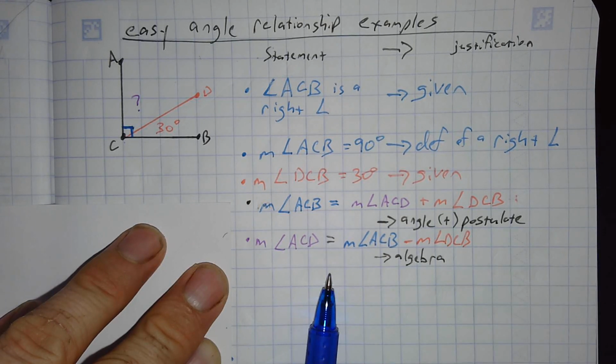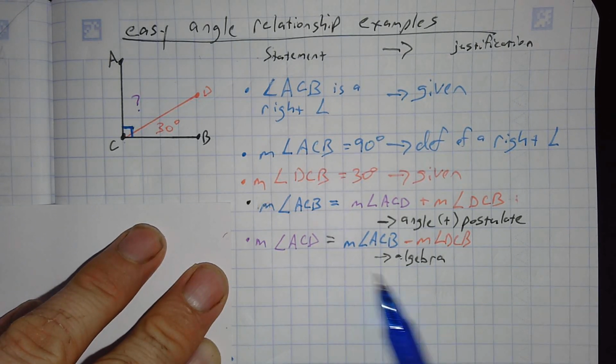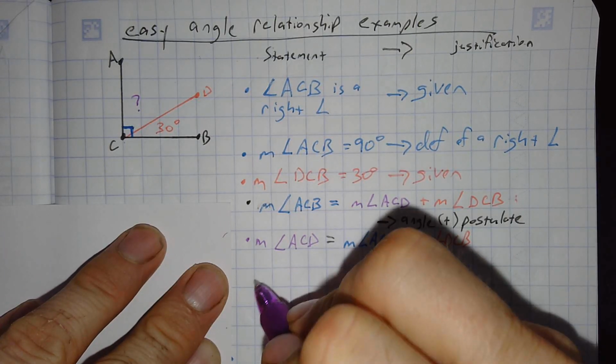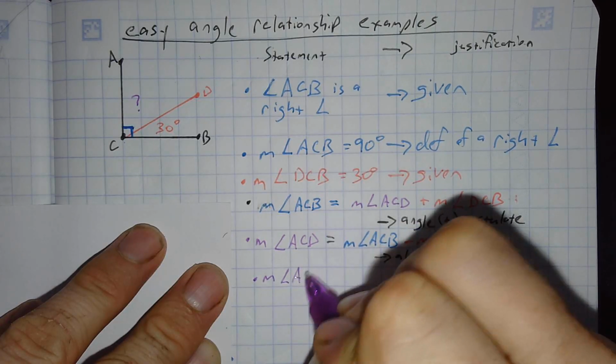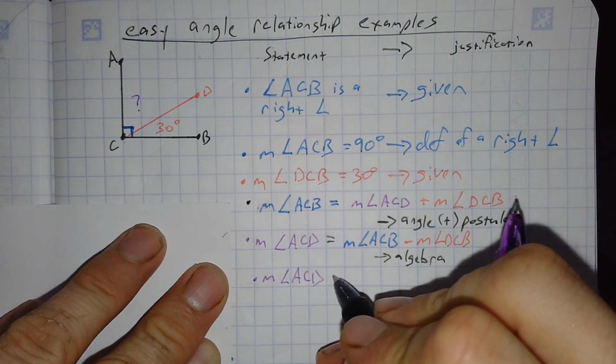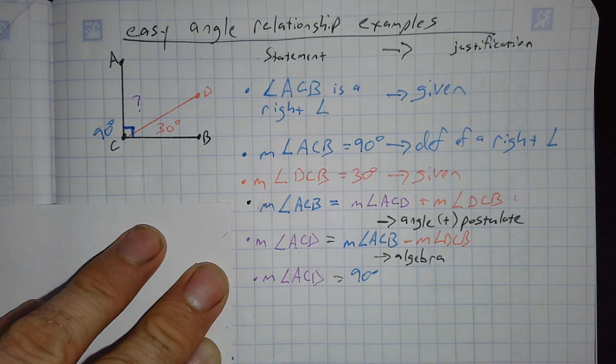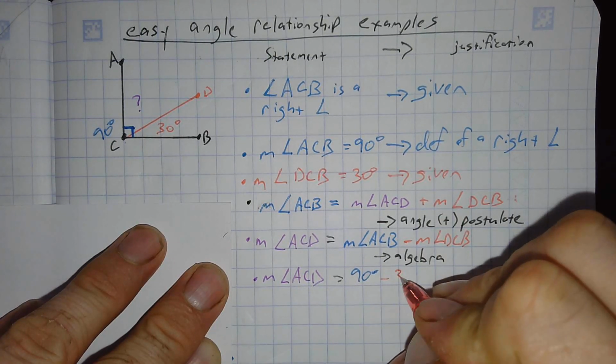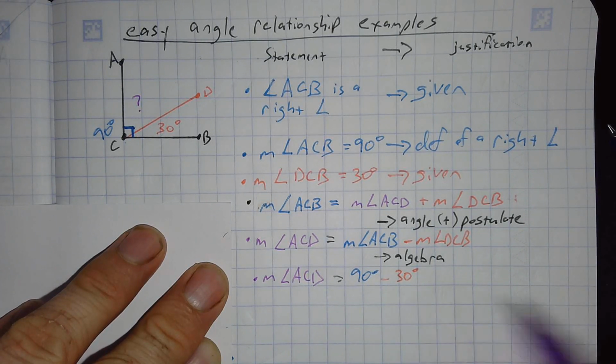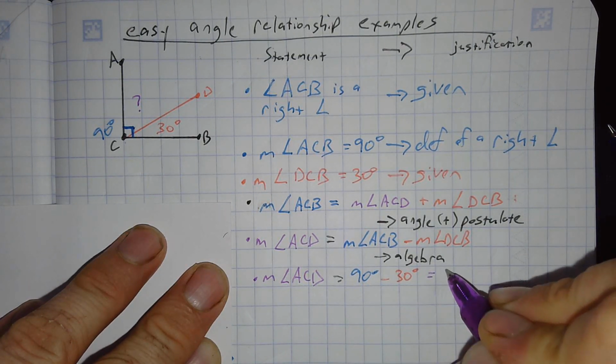Algebra specifically, it's the subtraction law of equality, but algebra is good enough for me. Okay, and now because of that, I can finally do some substitution here. I can say that the measure of angle ACD equals my blue, which is 90 degrees, minus my red, which is 30 degrees, and 90 minus 30 equals 60 degrees.